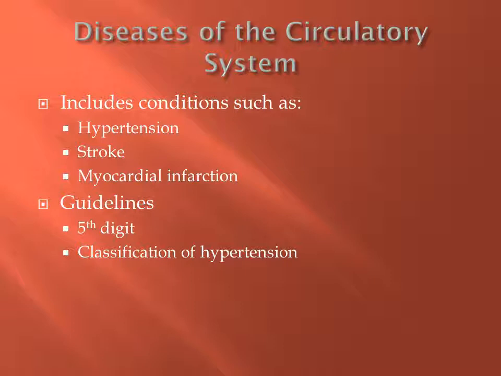Diseases of the circulatory system. This includes conditions such as hypertension, which is in a hypertension table, stroke, myocardial infarction. The guidelines pertain to the fifth digit and to classification of hypertension. It should not be classified as either malignant or benign unless it is supported by documentation.